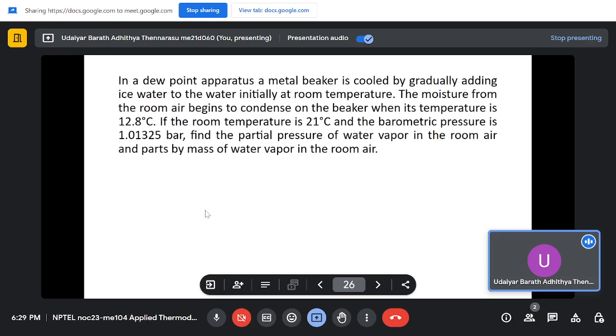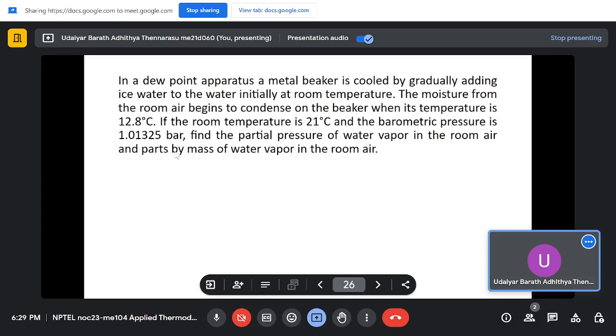So initially you have a metal beaker, similar to the case of pouring cold water inside a glass. You have a cold drink, you pour it in a glass, and you see there is condensation outside. So it's a similar kind of experiment. You have a metal beaker with some water inside it. Now you are pouring ice water into the water which was initially at room temperature. So now both the water will mix and come to some temperature. When this temperature is 12.8 degrees Celsius, it is found that water condenses on the outside of the beaker.